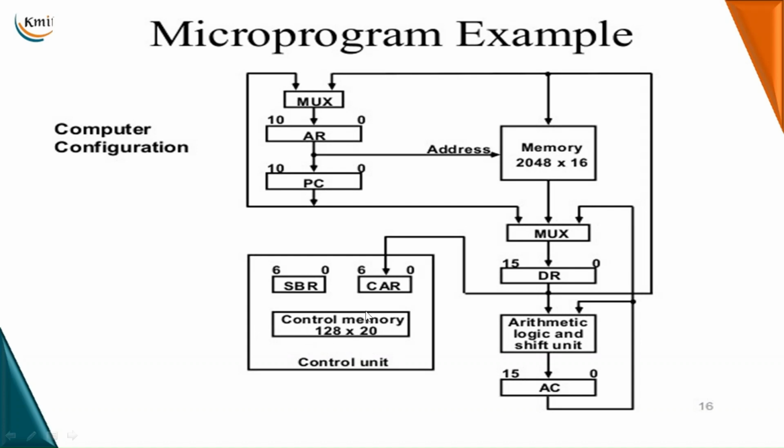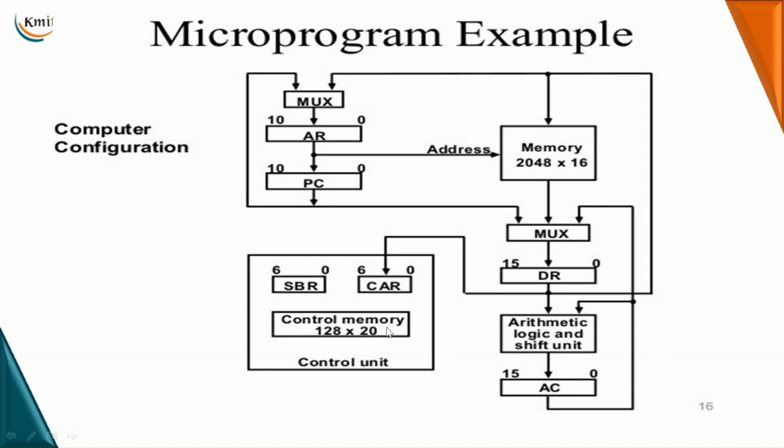So what is the role of a control memory in a computer? The control memory is nothing but the memory unit of a control unit. And what is stored in the control memory? A microprogram, where a microprogram is nothing but a set of microinstructions, where each microinstruction can perform one or more micro operations. So that is called the control memory.